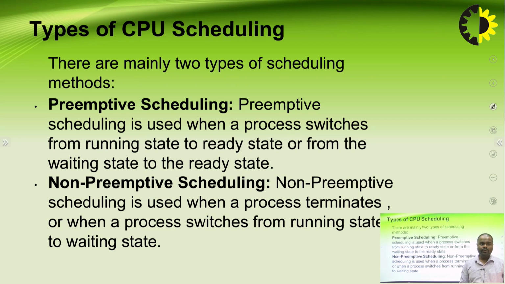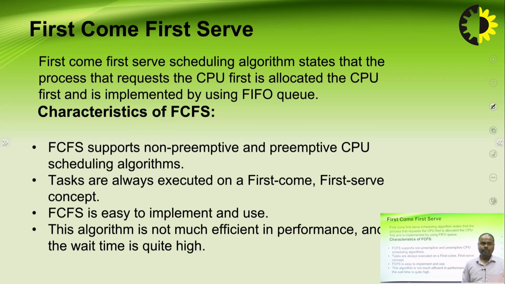Non-preemptive scheduling is used when a process terminates, or when a process switches from running state to the waiting state. It means the process has to complete its running time, and the others have to wait. That is known as non-preemptive scheduling.